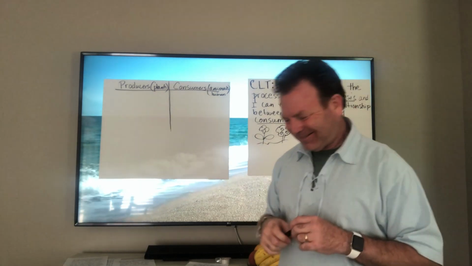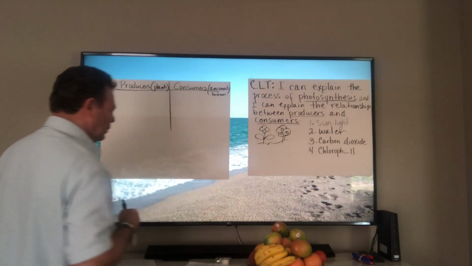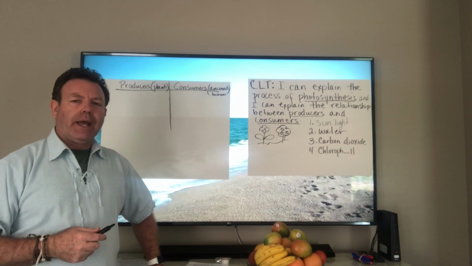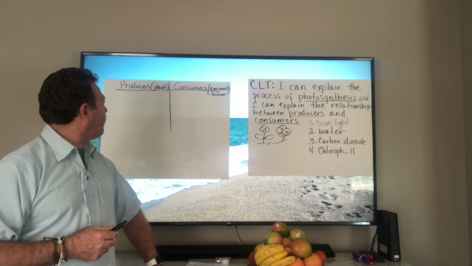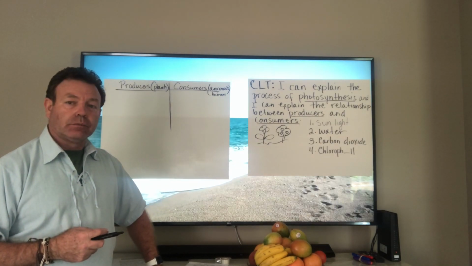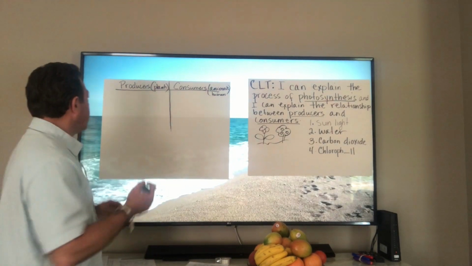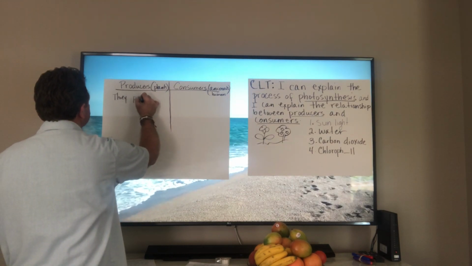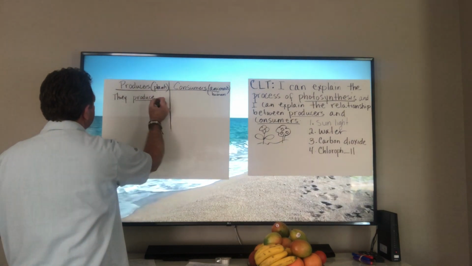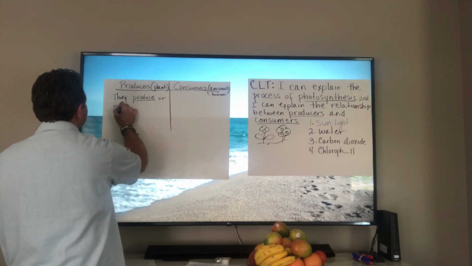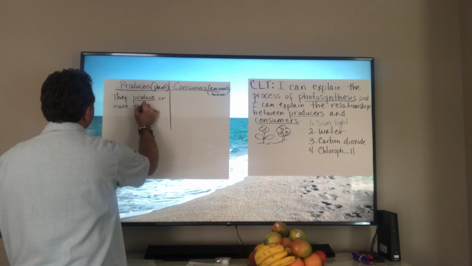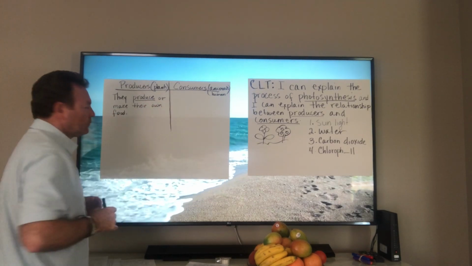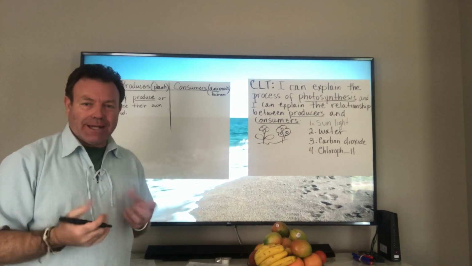All right. So I'm sure you have great answers. I'm sure you have awesome answers. Why do we call plants producers? Because they produce or make their own food. They produce their food. They make it.